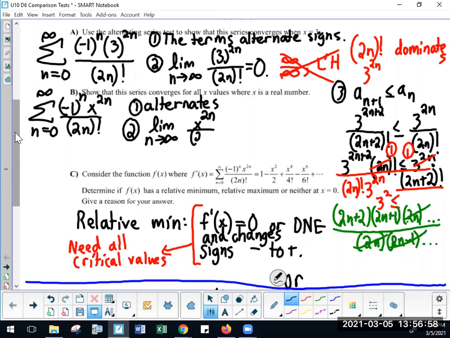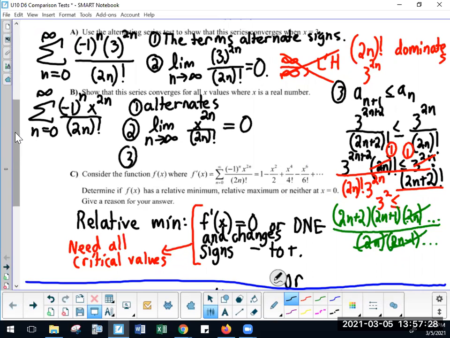x to the 2n divided by 2n factorial. So you're going to look at that and you're like, but it's got an x in it this time. It doesn't matter what x is doing. x could be 10,000. 10,000 to the 2n power is still, as n approaches infinity, getting dominated completely by 2n factorial. It doesn't matter what the value of x is. That's still 0.